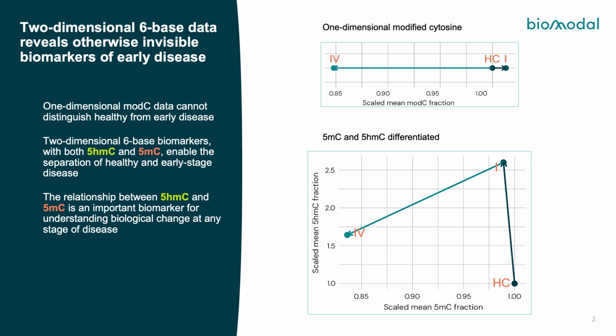And when we looked at 5-base with this modified cytosine, it was really difficult to tell the difference between healthy control and stage 1. We could tell healthy control to stage 4, but that progression in stage 1, it was invisible. And it wasn't until we looked at mC and hmC independently, so gave it that second dimension, that we were really able to see this progression from healthy control immediately into stage 1. And this is an early signal that's needed by researchers in any sort of disease detection.